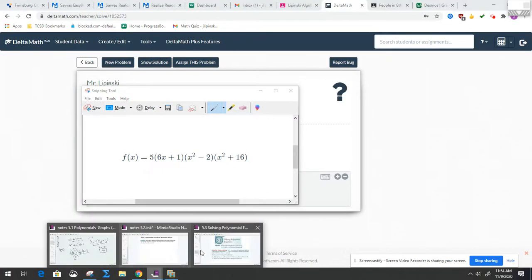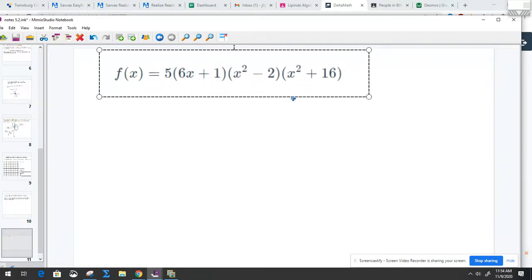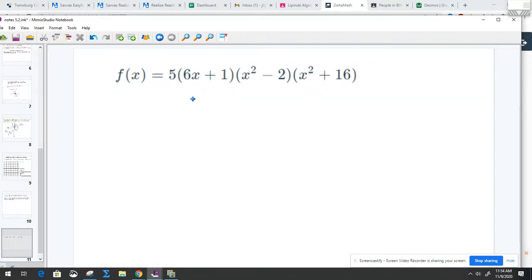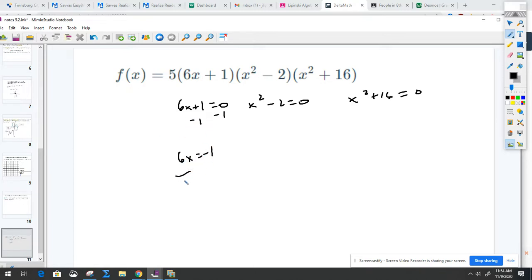All right, so let's look at this problem right here. How many x-intercepts does it have? And again, we're going to graph this in a second, but I want to show you that for each one of these, I could set each factor equal to 0 and solve it. So I could set 6x plus 1 equal to 0. I could set x squared minus 2 equal to 0, and I could set x squared plus 16 equal to 0 and solve it. This is stuff from chapter 4. I could subtract 1. 6x equals negative 1, divide by 6, x equals negative 1 over 6.